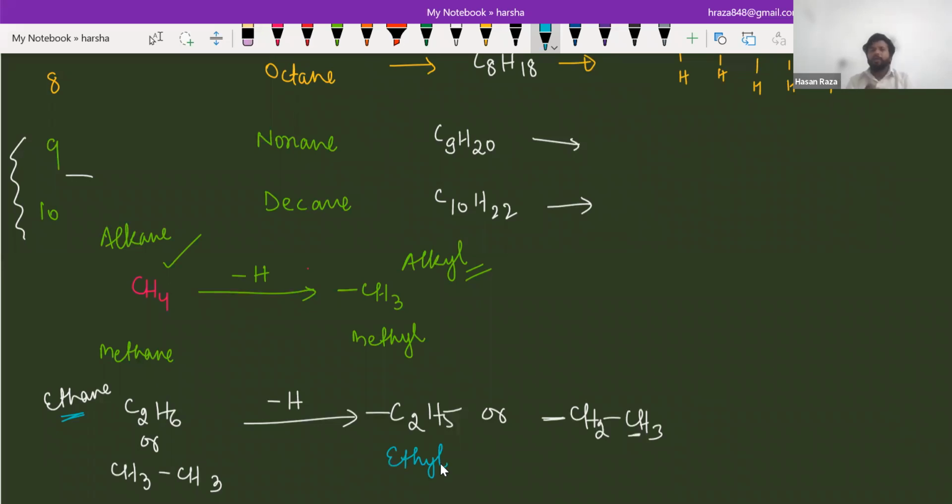In the same way, propane, if you remove one hydrogen from propane, that will be converted into propyl. In the same way, butane can be converted into butyl, pentane can be converted into pentyl according to the situation or the compound. Is that clear? Yes, sir. Please do that.